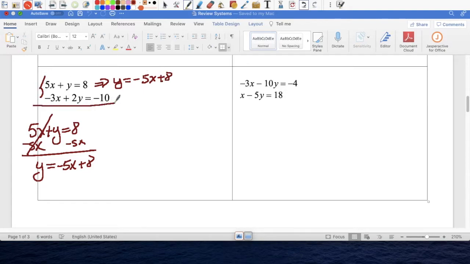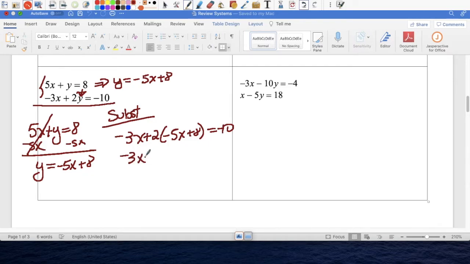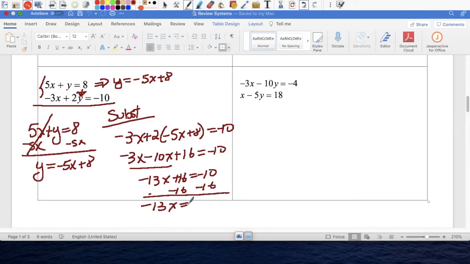Okay. So now I'm going to substitute. I know what y is, right? So I'm going to take that and replace it right here instead of this y in equation 2. So I get negative 3x plus 2 times, instead of the y, negative 5x plus 8 equals negative 10. Negative 3x, negative 10x plus 16 equals negative 10. Combine like terms, right? I get negative 13x plus 16 equals negative 10. Minus 16 on both sides, and we get negative 13x equals negative 26. Divide both sides by negative 13.